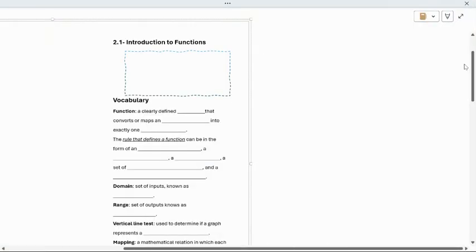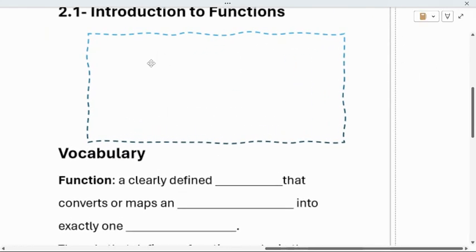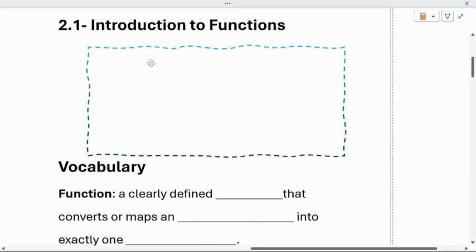Okay, here we go. So today we're starting Introduction to Functions. I'm going to give you the I can statement that goes in that box. It's 3 sentences, so I had to write skinny. So here's what it is.